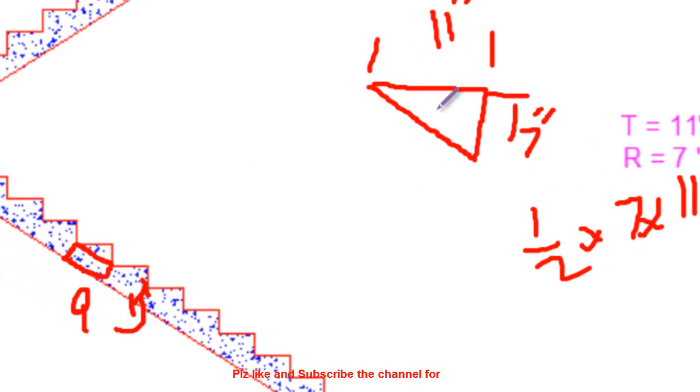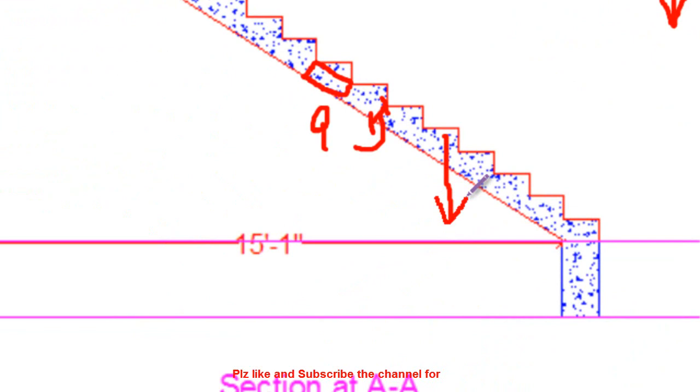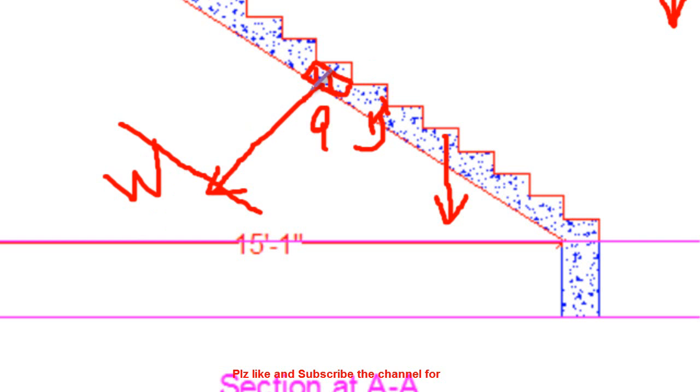Okay, and remember, once you determine the area, the weight of this step is now acting on the horizontal projection. But when you use this area formula for this inclined surface, its weight will be in this direction, the inclined direction. To convert this inclined direction to the horizontal direction, we have to multiply this weight by an angle alpha.